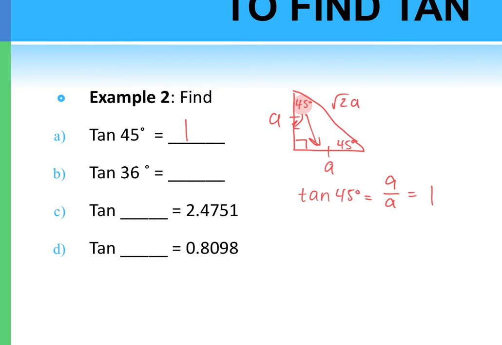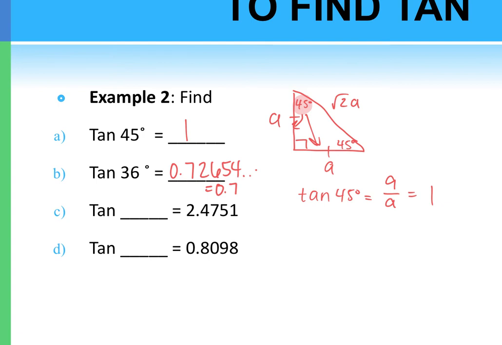There's no way for us to find out the tangent of 36 degrees because it's not a special right triangle. So I need you to plug into your calculators, take the tangent, and put in 36, close your parentheses, click enter. You should get 0.72654, and we would round this to what? 0.7.